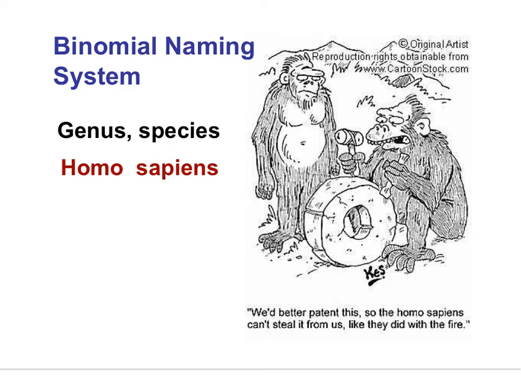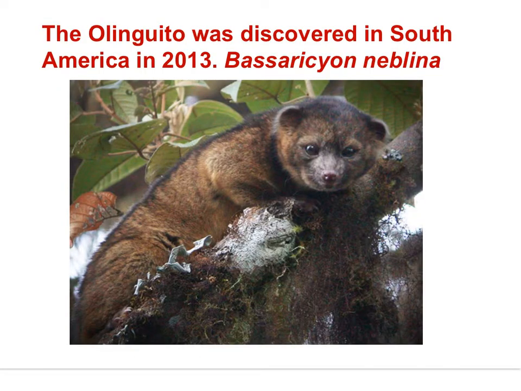The genus and species names provide the specificity required when biologists communicate about species. The binomial scientific name for humans is Homo sapiens, genus and species. So when a new species is discovered, as this Olinguito was in 2013, it is given a name using the binomial system. Bassaricyon neblina is the name of this organism.